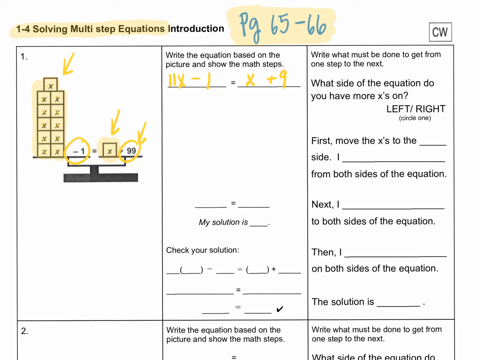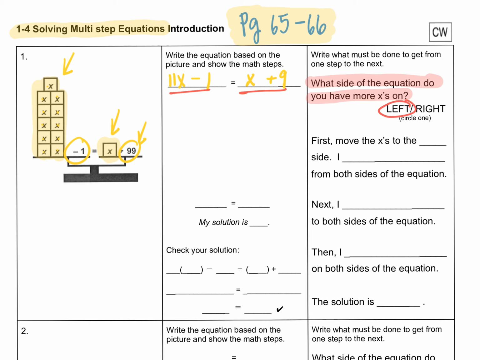Then I'm going to ask myself a question that we see on the right side here. What must be done to get from one step to the next? What side of the equation do you have more x's on? The left or the right? The left side has 11 x's and the right side only has 1 x. So the left side has more x's.